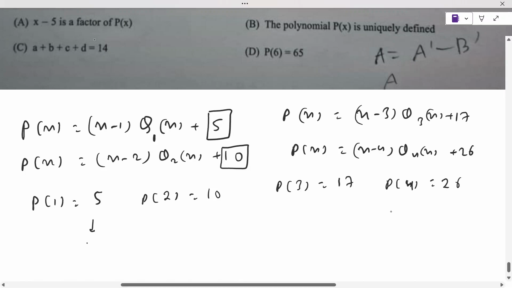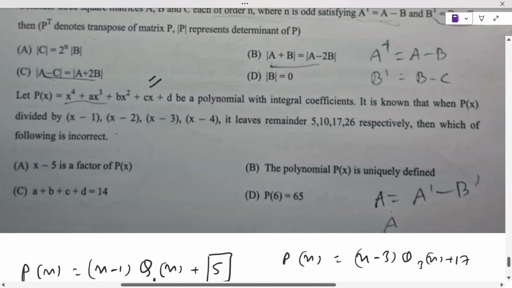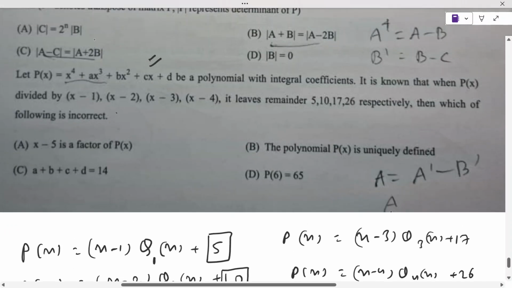It seems like I could uniquely determine the polynomial, but oh, integral coefficients are there as well.